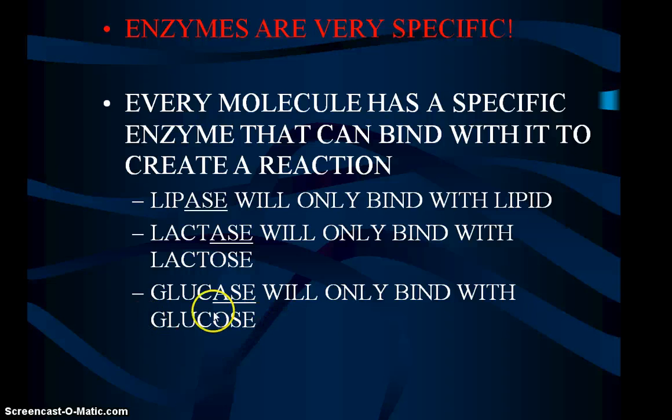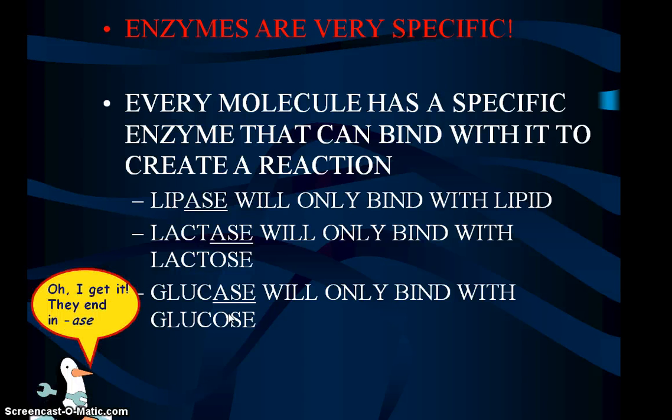There's a sugar called glucose. Okay, common sugar in the foods that you eat. And there's only one type of sugar, or excuse me, enzyme that will break down that sugar. And that is glucose. Okay, and if you notice, all of the enzymes end in ASE, and they're named after the thing that they break down, okay, or that they react with.